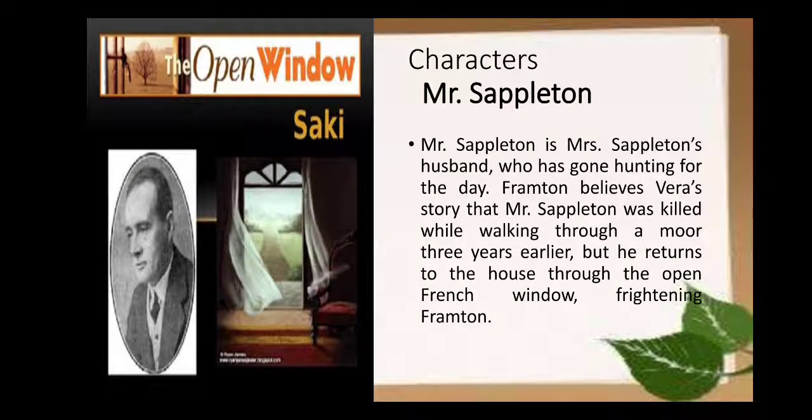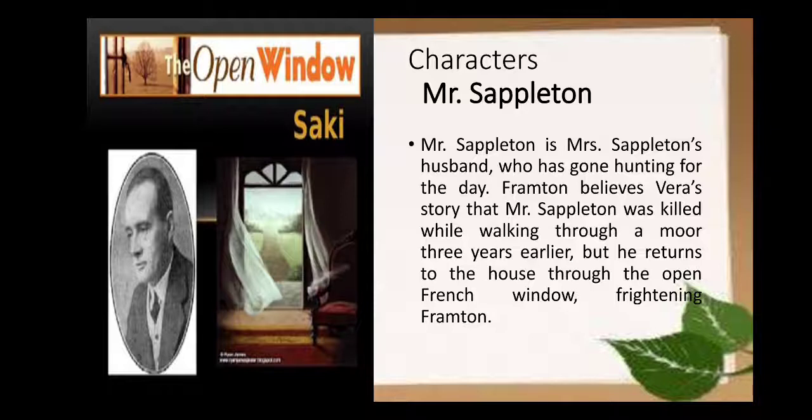Then we have the character of Mr. Sappleton. Now, as is visible from the name, Mr. Sappleton is Mrs. Sappleton's husband, who has actually gone hunting for the day. Now, he is just talked about in the initial part of the story, and Frampton is told the story by this girl Vera that Mr. Sappleton was killed while walking through a moor 3 years earlier. But he returns to the house through the open window, frightening Frampton.